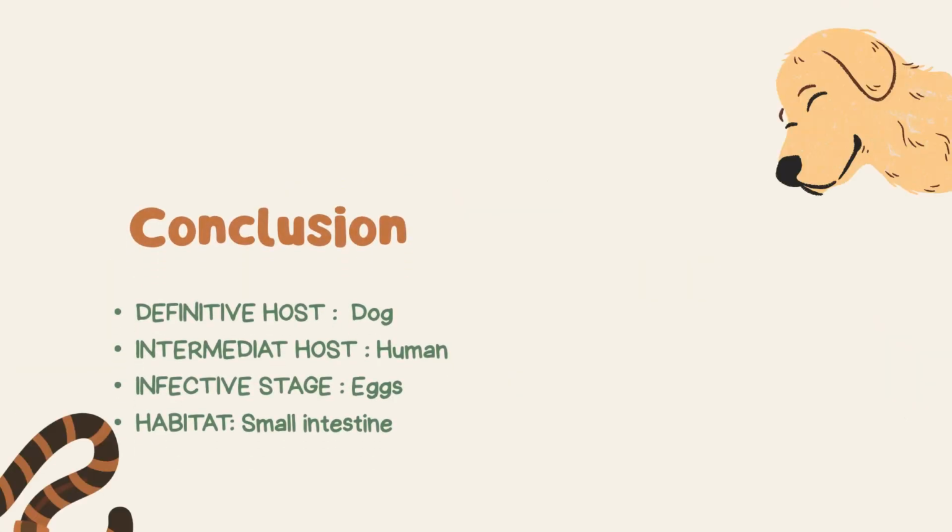Conclusion. The definitive host is a dog. The intermediate host is a human. And the infective stage is eggs, and the habitat is the small intestine.